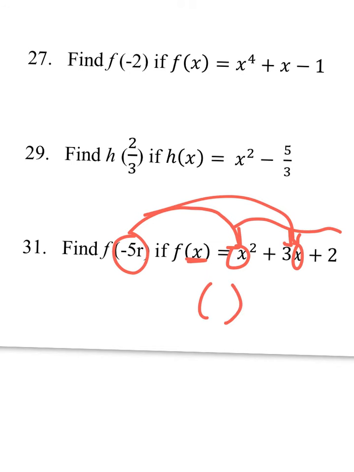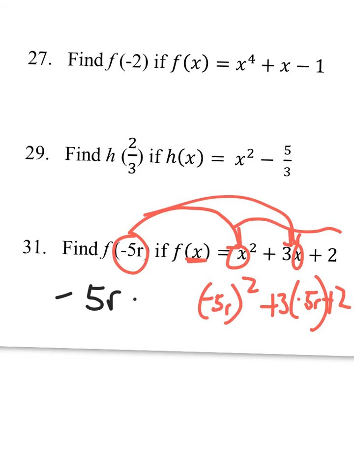So inside I'm going to square this, so in for that x I'm going to put negative 5r. It must go in parentheses. And then I have plus 3 times negative 5r, and then plus 2. So we're going to take negative 5r in parentheses squared. Now what that really means is negative 5r times negative 5r. Squaring means multiply by itself. Notice if I take a negative times a negative, it's a positive 25, and then you have r times r, which is going to give you r squared. So this is 25r squared.